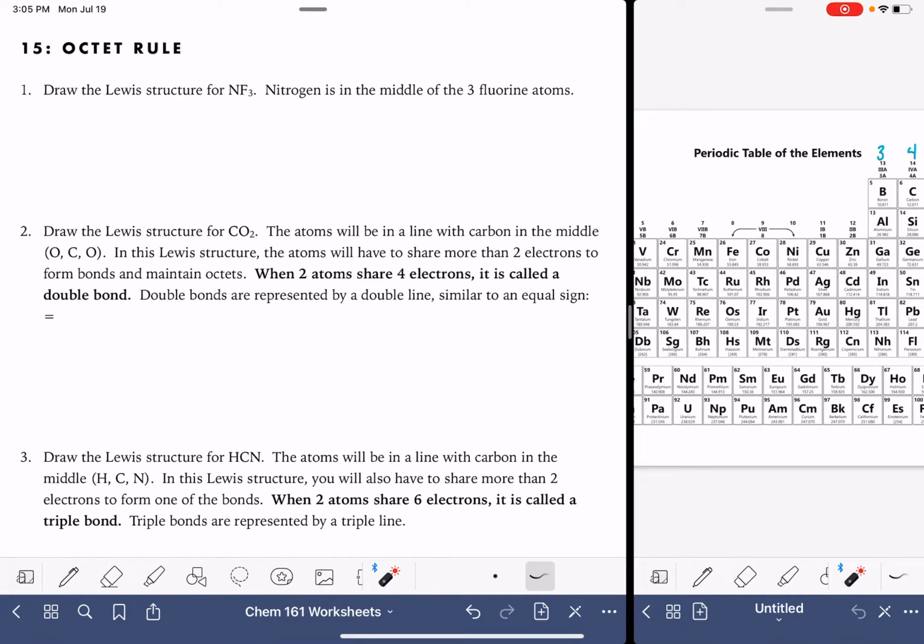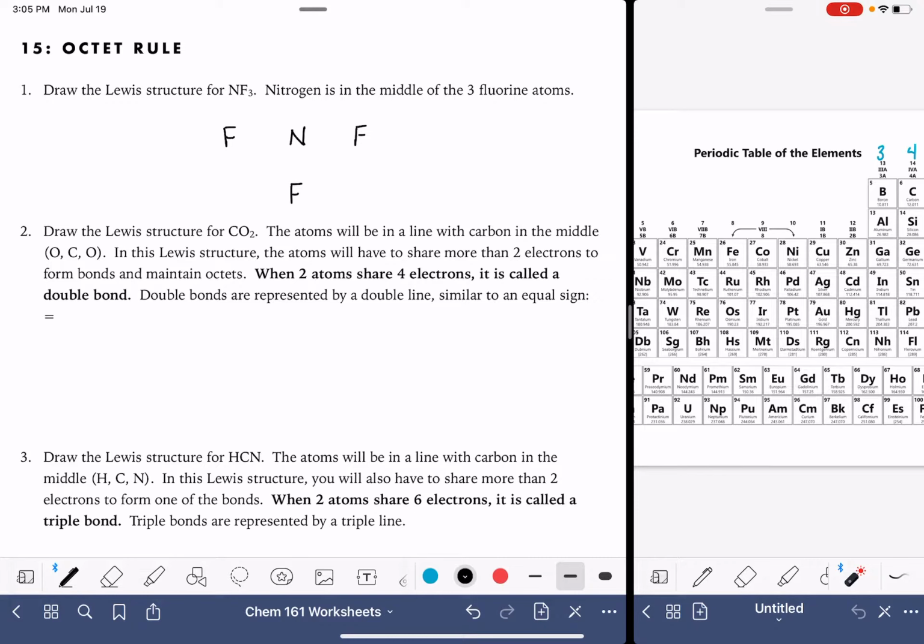On this worksheet, we're going to be using Lewis dot symbols to draw Lewis structures for molecules. First molecule that we're working with is NF3. The problem tells us that we have nitrogen in the middle of the molecule with the fluorine atoms around the nitrogen. It does not matter how you arrange the fluorine atoms around the nitrogen.